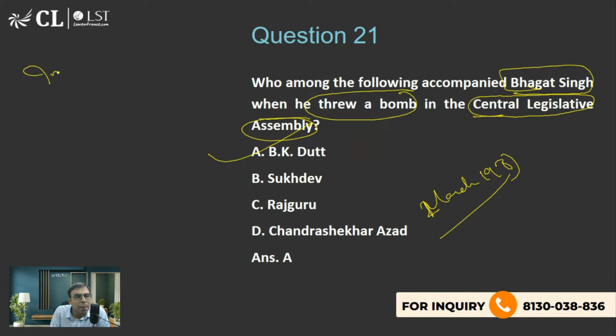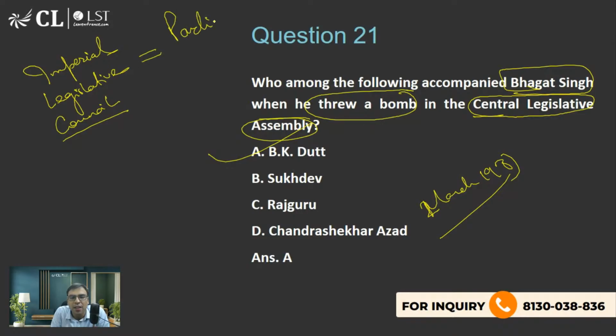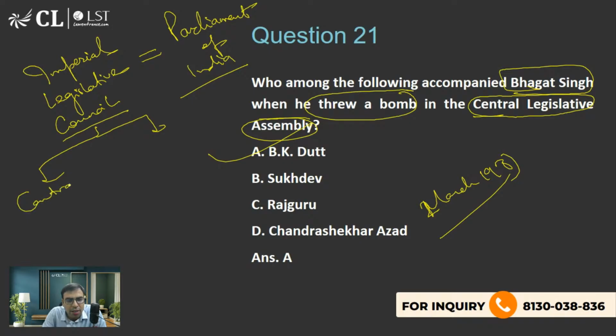There was something called as Imperial Legislative Council during the time of British. Imperial Legislative Council is today equivalent to Parliament of India. Imperial Legislative Council had two houses. One is called as Central Legislative Assembly, and another was called as Council of States करके होता था. ठीक है.